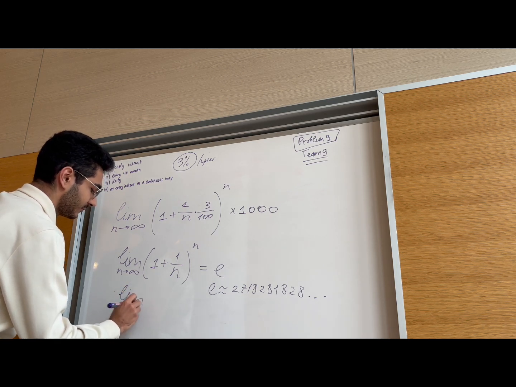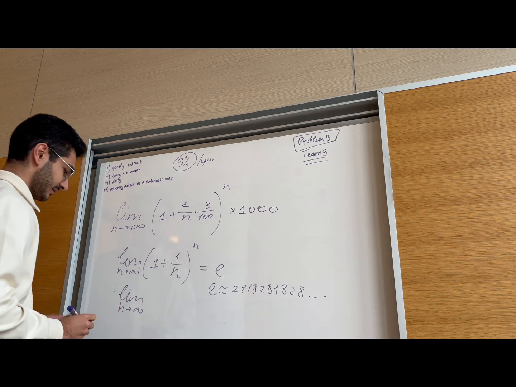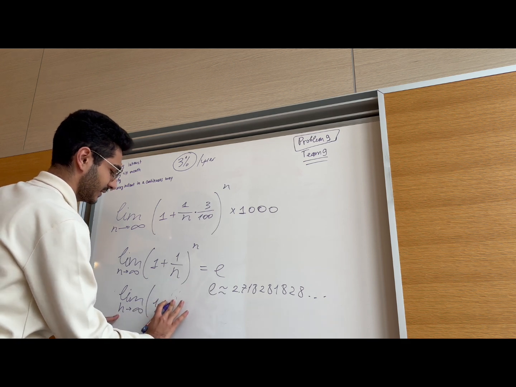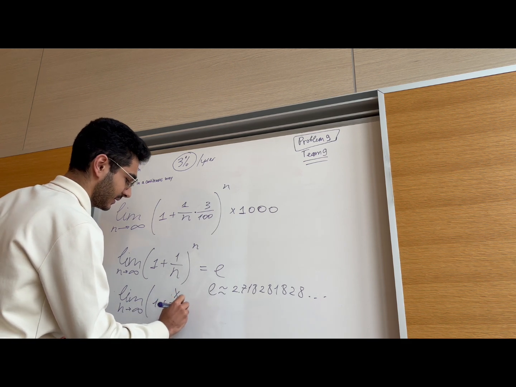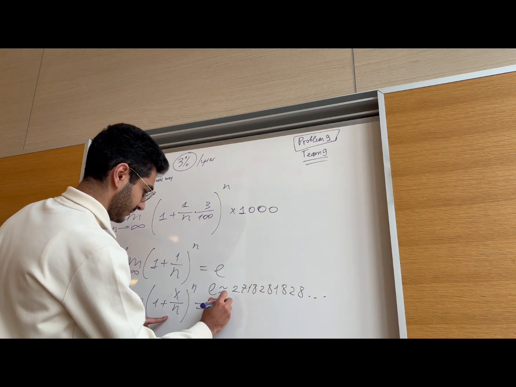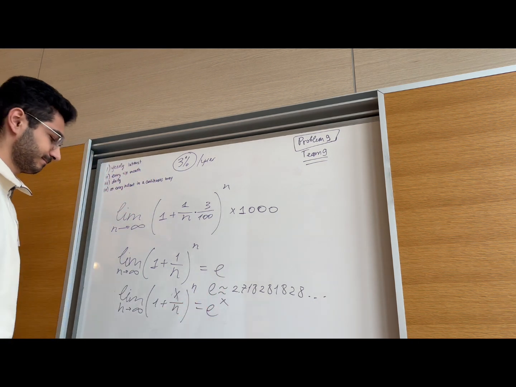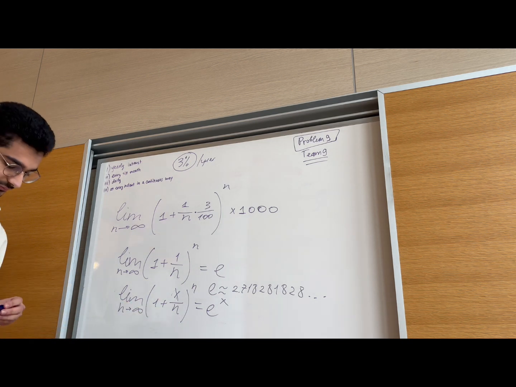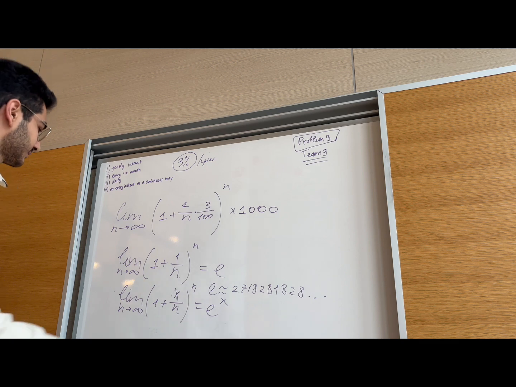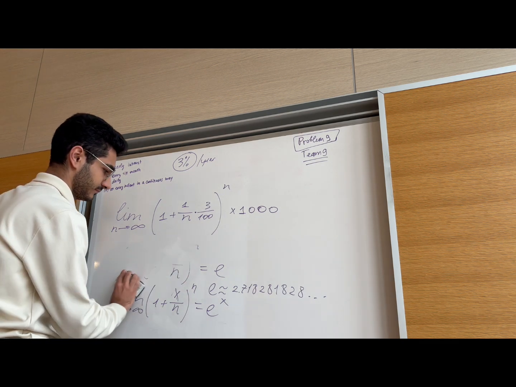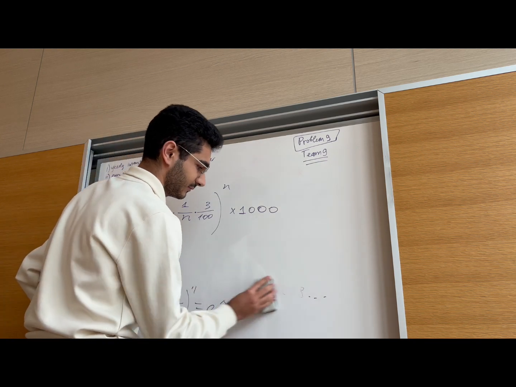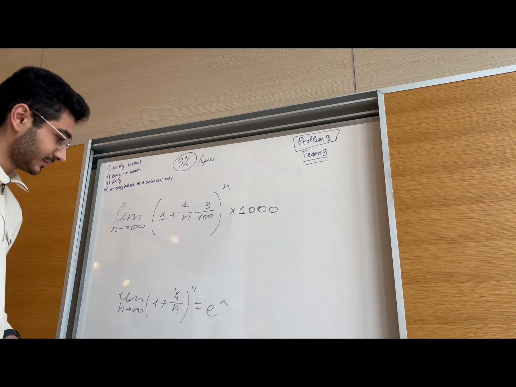There is a general formula for this. Limit as n approaches infinity of 1 plus, let's take x over n raised to the power n, and is equal to e to the power x. So now, since we know this formula, we can use it here. So let me erase this part.